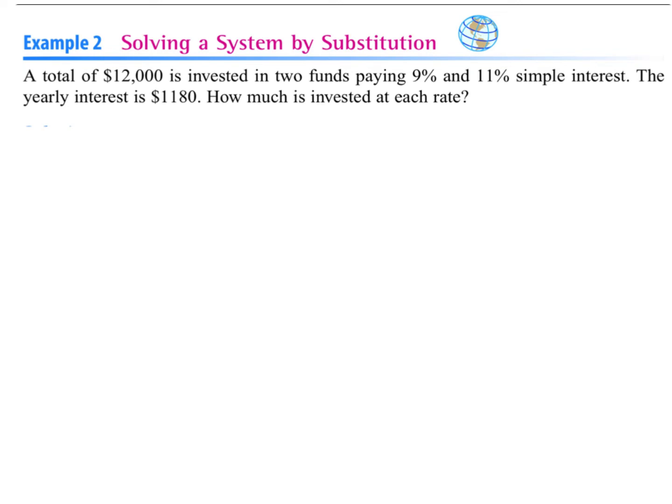How many different accounts are there? 2. What letters could we use for 2 different funds? Agreed. I can say X and Y. What is the total amount of money that this person invested? $12,000. Well, what did I have to do to that X and the Y to get $12,000? Did I add them or subtract them? You added them. Fantastic. All right.